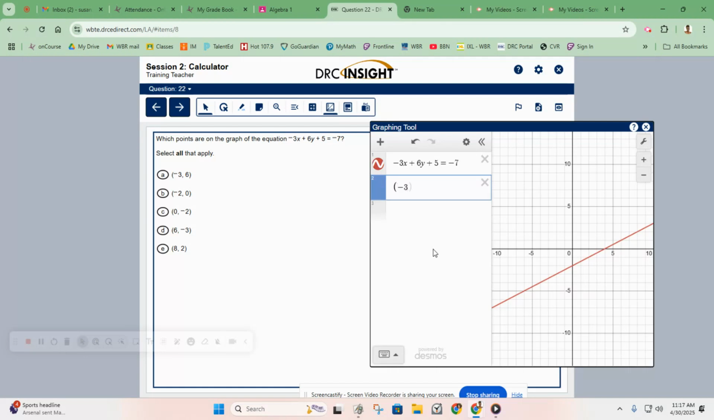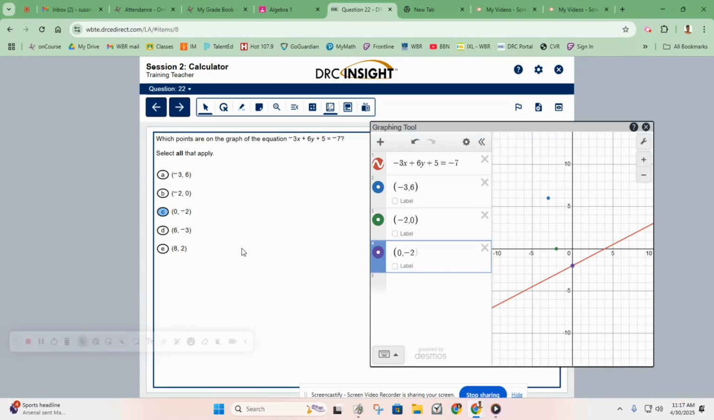-3, 6. That is not on my graph. What about -2, 0? Still not on my graph. Let's try 0, -2. That one is in fact on the graph. So I'm going to select that one. I have to keep going because it says select all.